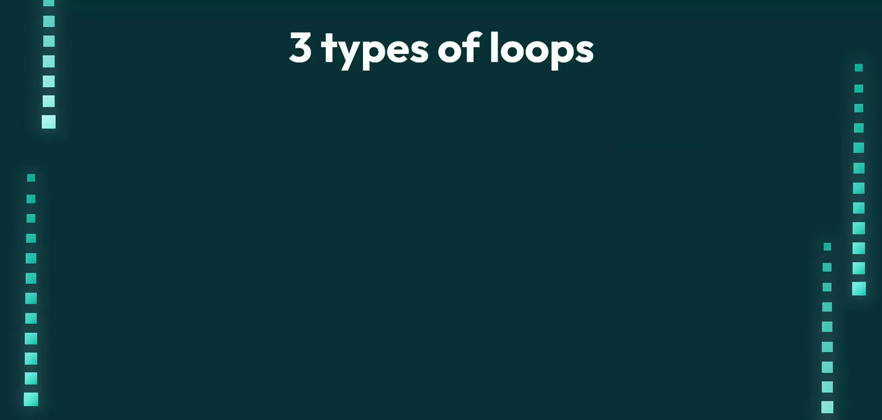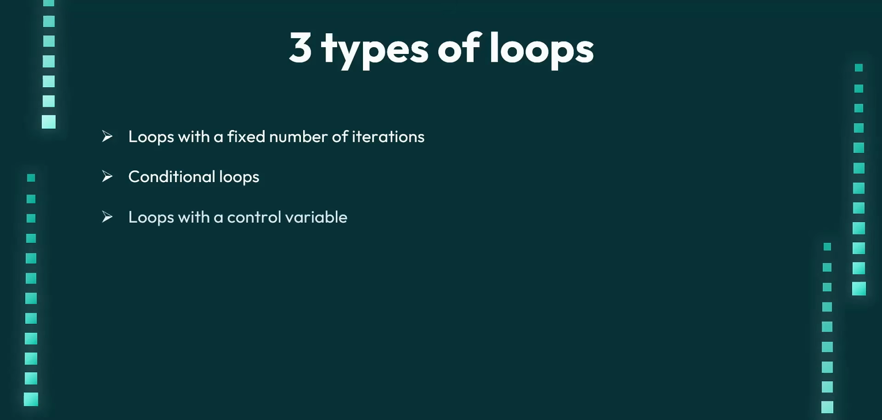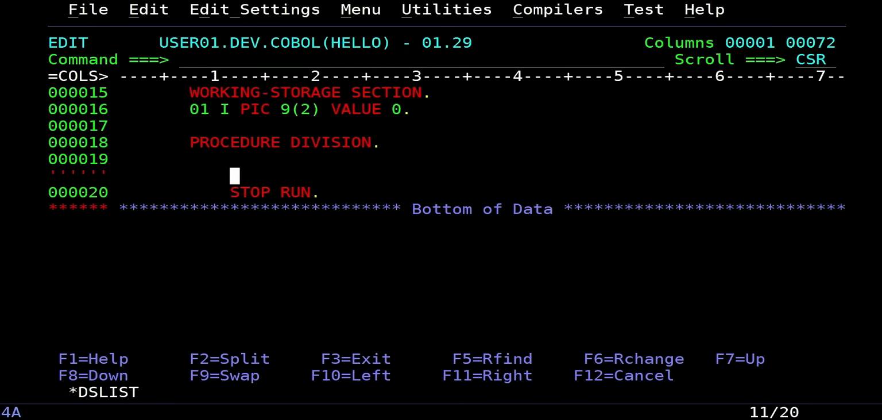There are 3 main types of loops. Loops with a fixed number of iterations. Conditional loops, meaning they run until a condition is true. And loops with a control variable. Let's start with loops that run a fixed number of times. This form repeats a block of code a set number of times.